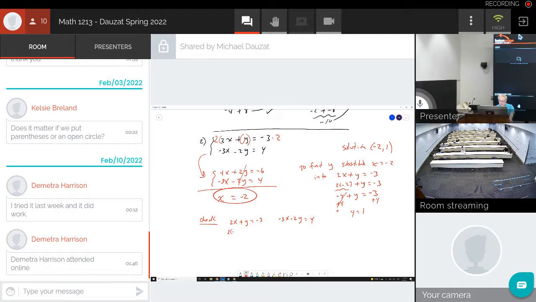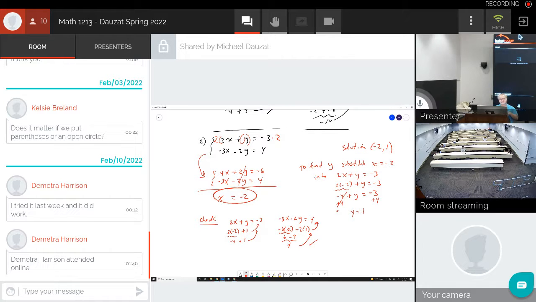So I have 2 times negative 2 plus 1. And the question is, is that equal to negative 3? What's 2 times negative 2? And what's negative 4 plus 1? Negative 3. Do the same thing here. Negative 3 times x, and x is negative 2. Minus 2 times y, which is 1. And you want to see if that's going to equal 4. What's negative 3 times negative 2? So that's 6 minus 2, and that is equal to what? 4.